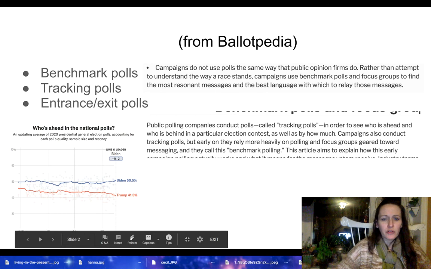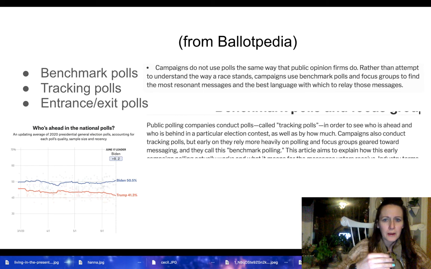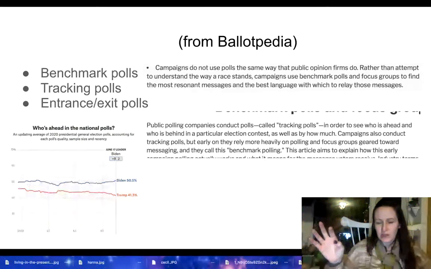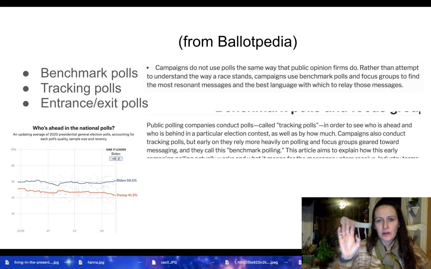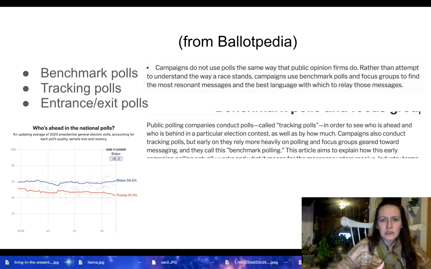So for 4.5, they first explained three different types of polls: benchmark polls, tracking polls, and entrance and exit polls. The two sets of text on the right are actually screenshots from Ballotpedia. I thought this was good additional information because the AP videos are pretty short. If you read along, it says campaigns do not use polls the same way that public opinion firms do. Rather than attempt to understand the way a race stands, campaigns use benchmark polls and focus groups to find the most resonant messages and the best language with which to relay those messages.